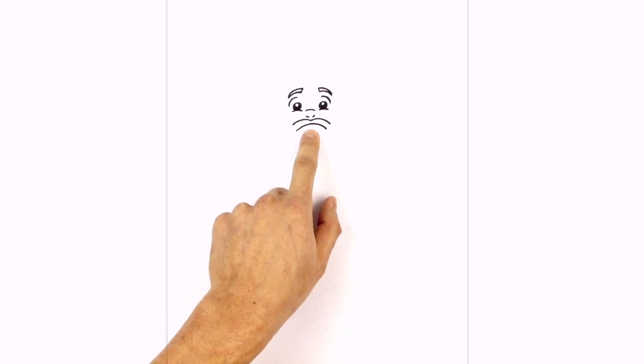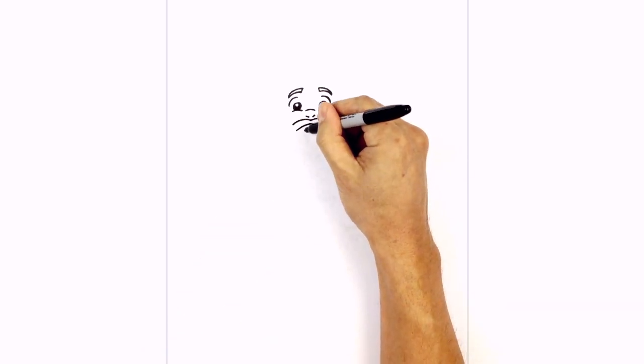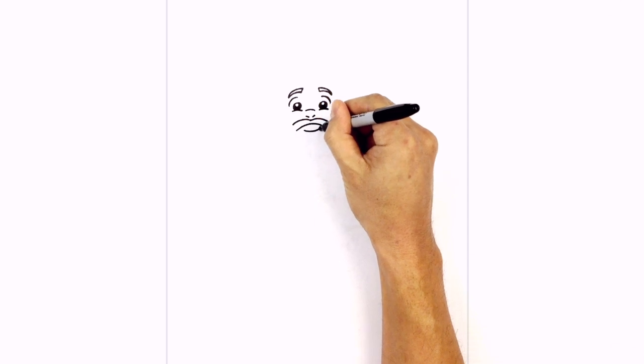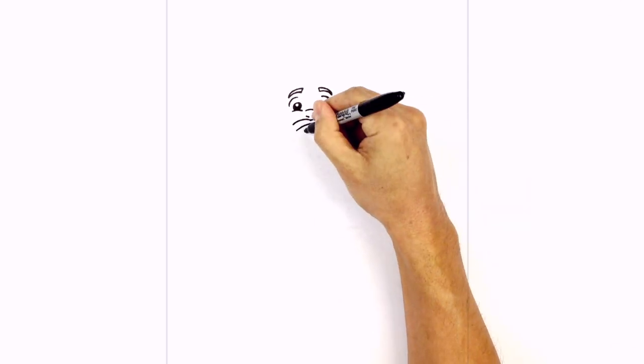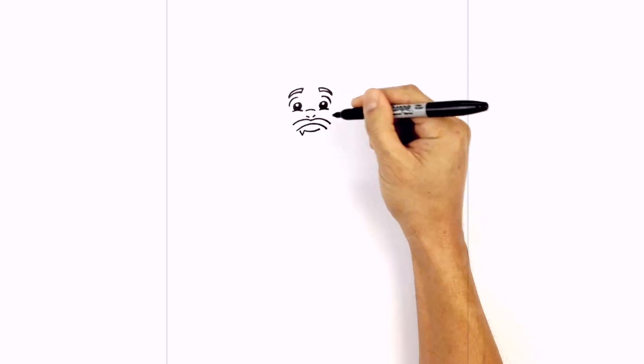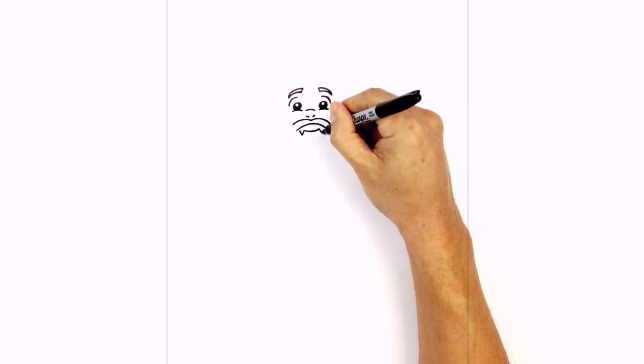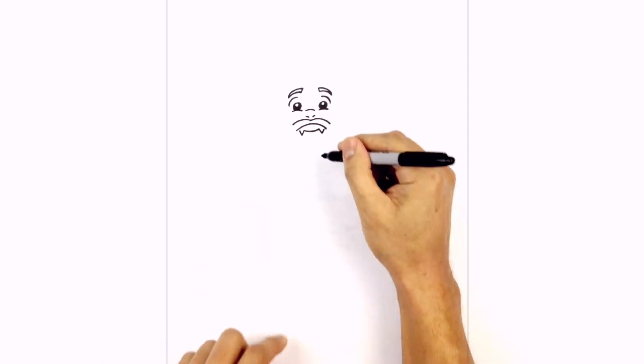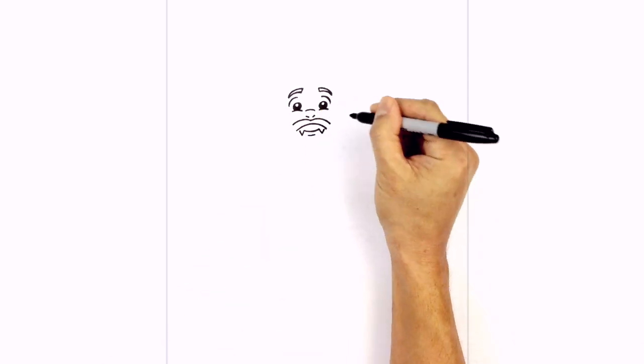Now let's draw in the mouth. So in the middle here, we're going to draw a curve in the opposite direction, leaving a gap along the top. Now we're going to draw in the teeth. So we're just going to draw a V on the left and a V on the right. And just below the mouth, we're going to draw a little curve for the lower lip.